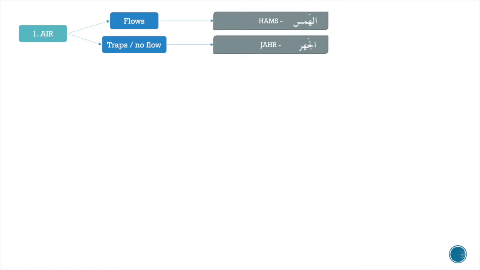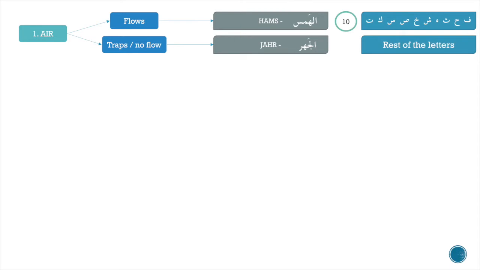So we have looked at air, where it flows and it is known as hams, and there are 10 letters, and we remember with the terminology فحثه شخص سكت. And air, where it does not flow, it is known as al-JAHR, and the remaining letters fall into this category.